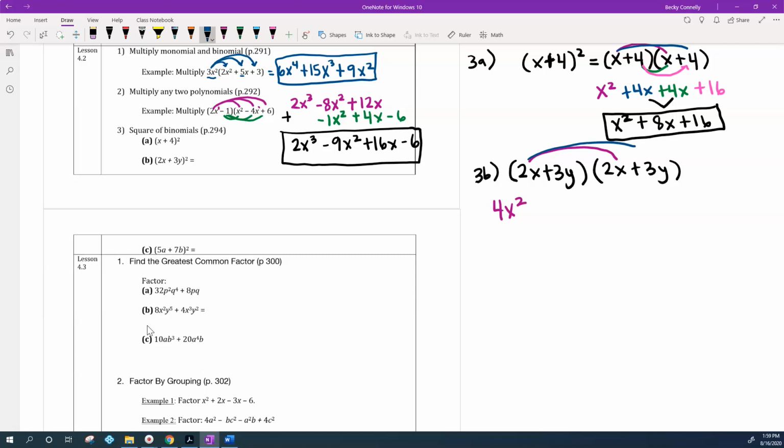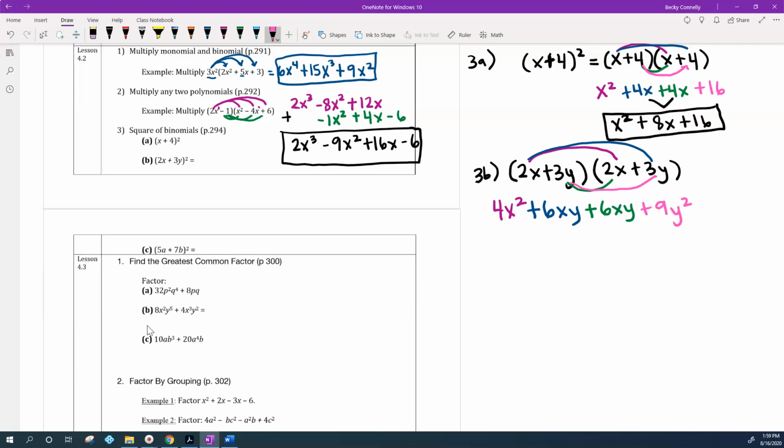2x times 3y is positive 6xy, right? When I multiply all of those together. All right, now let's distribute the 3y. So 3y times 2x is another 6xy. And then the last term there, the 3y times 3y is positive 9y squared.